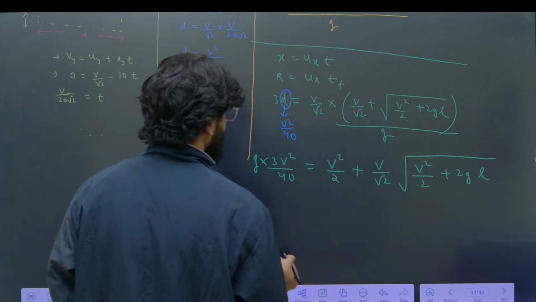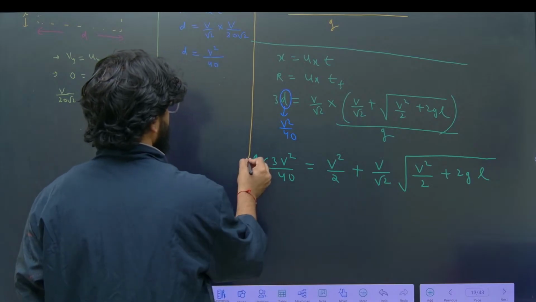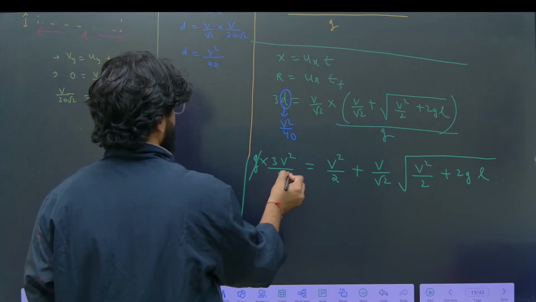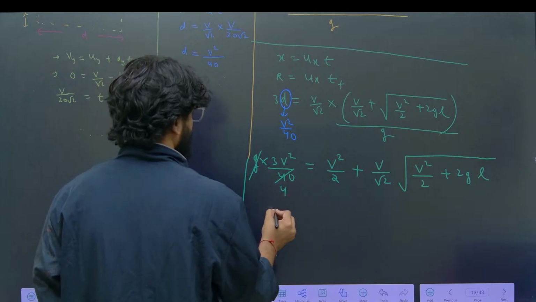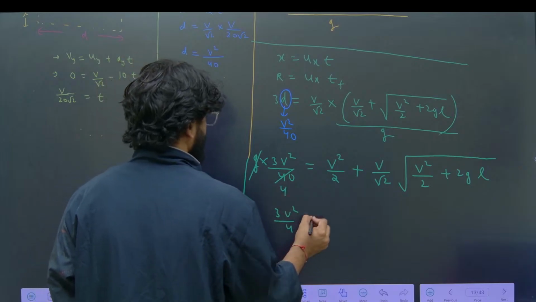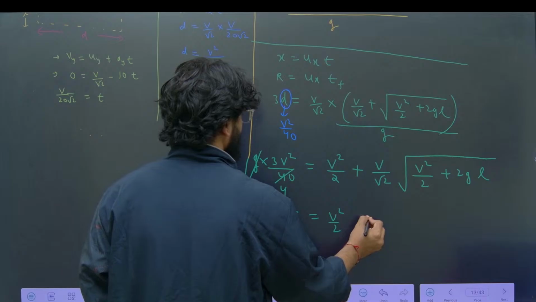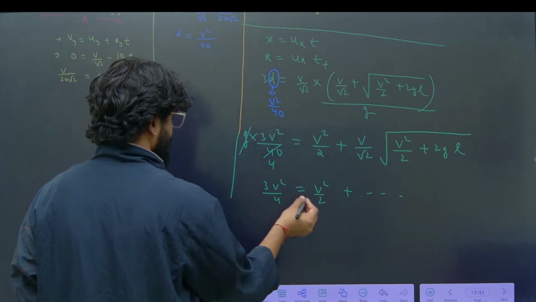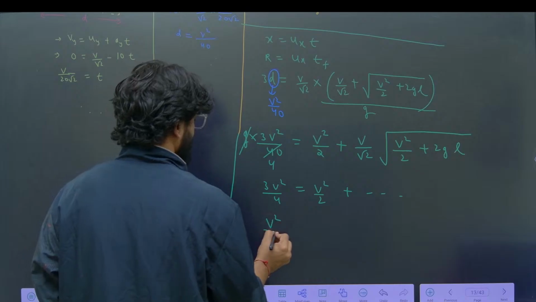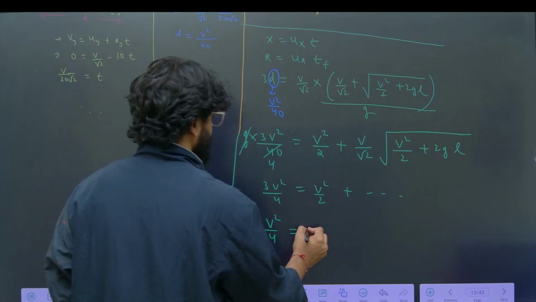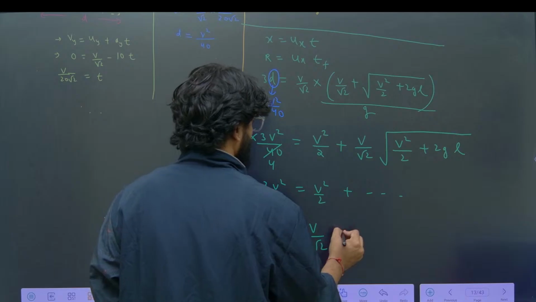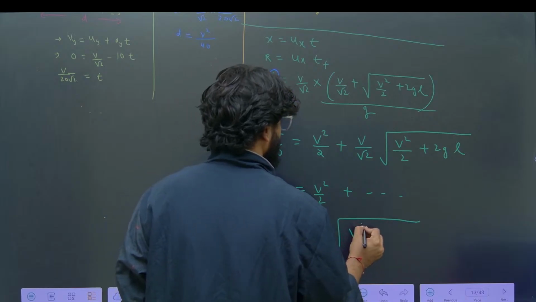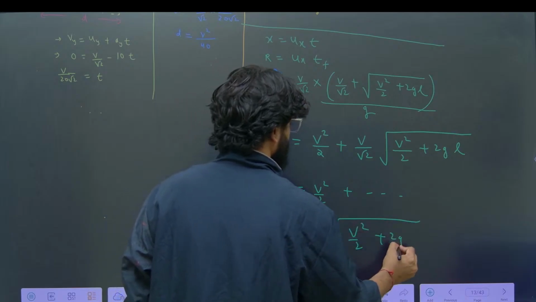Now do what? Take g as 10, and it will cancel out as 4. So 3v square by 4 equals v square by 2, and so on. So it will come over here, v square by 4 equals, we can solve it, v by root 2 into v square by 2 plus 2gl.